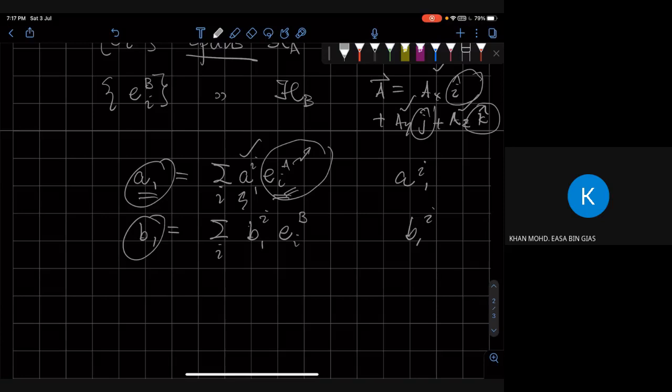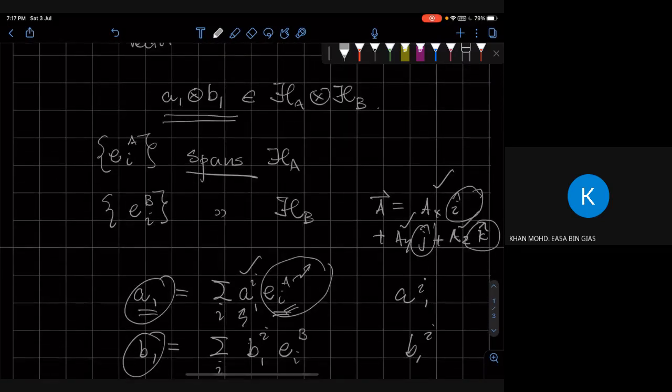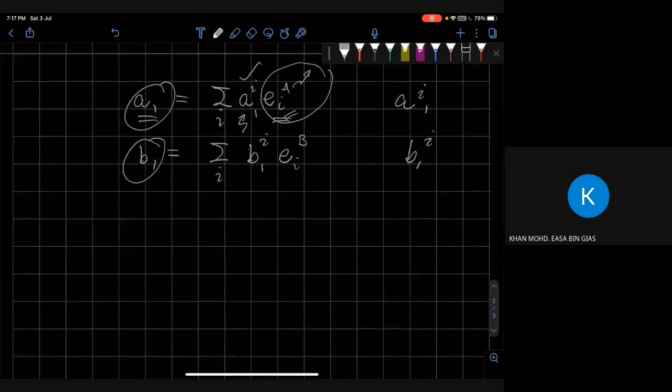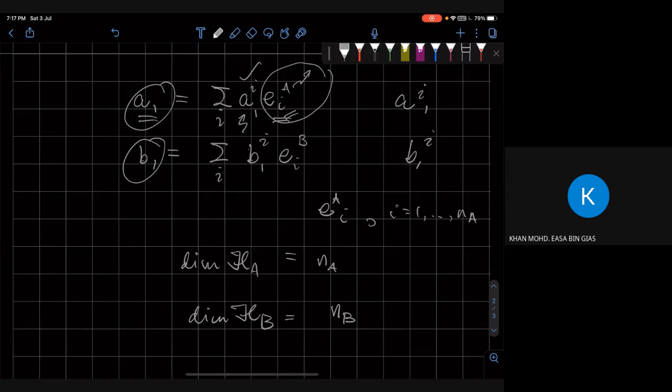Yes, sir. So now the point is that I want to find out what the components of this vector are. The dimension of the Hilbert space H_A is, say, N_A, and suppose the dimension of the Hilbert space H_B is, say, N_B. That means for e_i^A, how many vectors are there? i goes from 1 to N_A, right? And with e_i^B, i goes from 1 to N_B, right? Because these are the basis vectors, and the number of independent basis vectors has to be equal to the dimension of the space. Right?